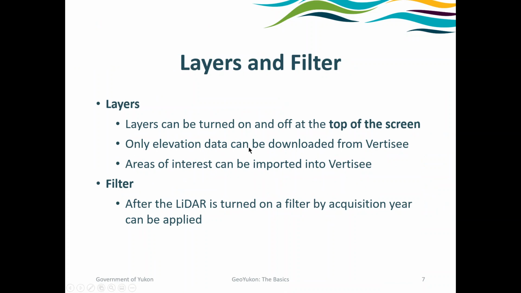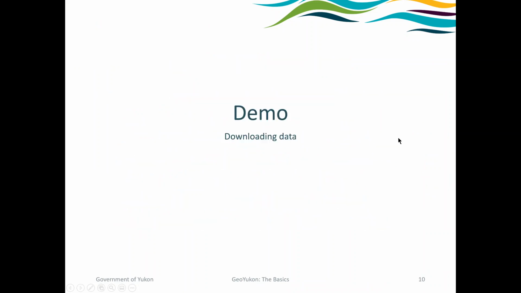The filter tool or widget can be used to turn on and off data for certain years. If you're looking for more recent stuff, we recently acquired quite a bit of data at the end of 2020. And so if you're just looking for 2020 data, or say you're looking for 2019, you can do that by using the filter tool.